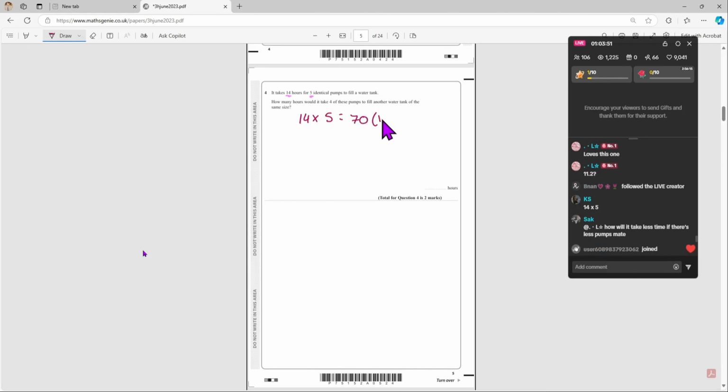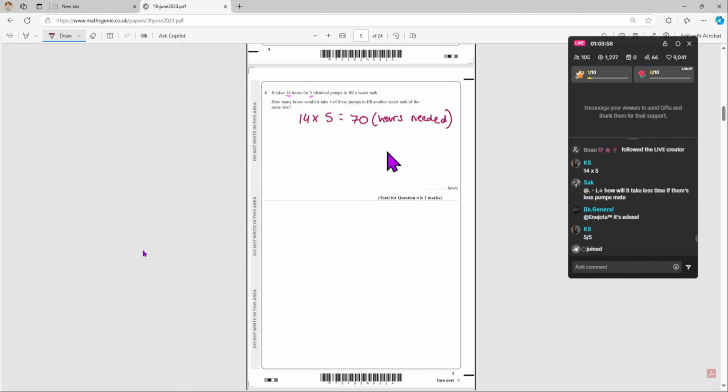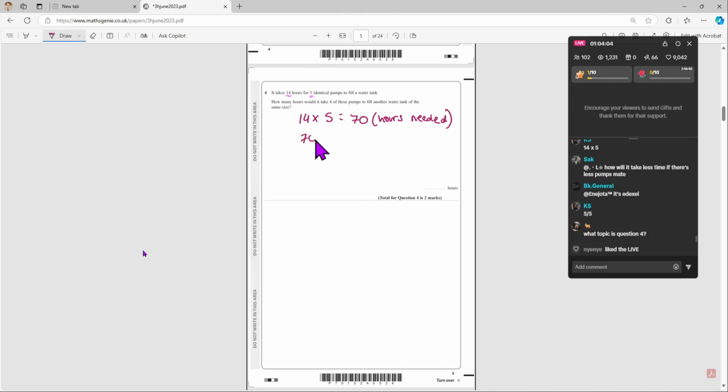Then that is the hours needed for one pump to fill the tank. And then we're going to do 70 divided by 4, because there are 4 pumps. Then it will take them 17.5 hours. Guys, remember you have a calculator for this, so you can just put it in your calculator: 17.5 hours.